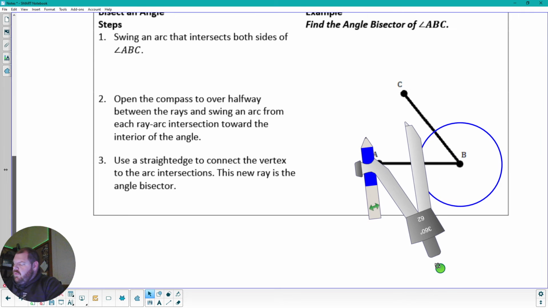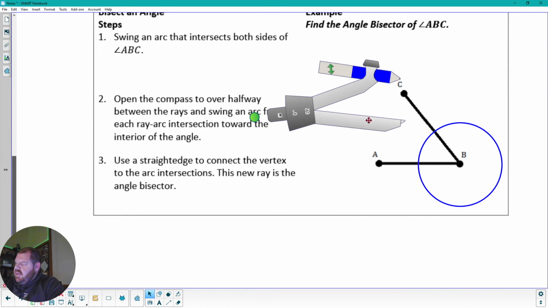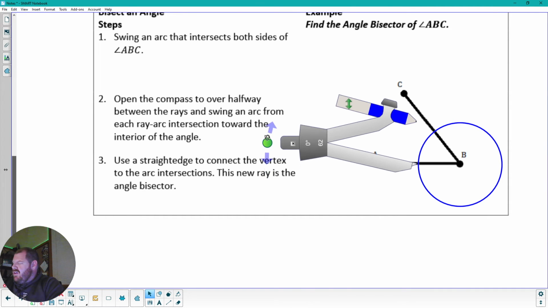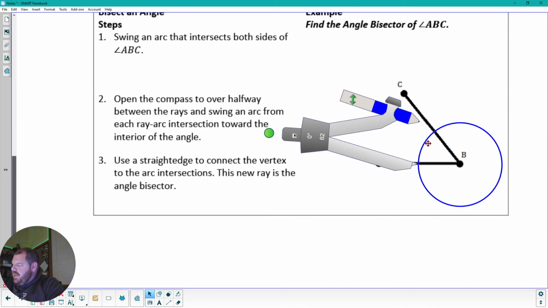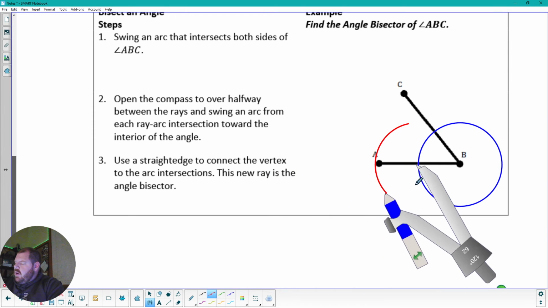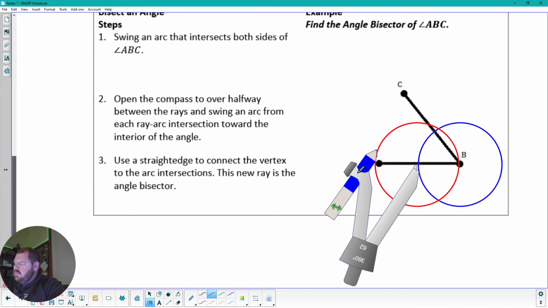Okay. Now, we've kind of seen this idea before that I need to open it to over halfway through the angle. And I think this works out pretty well. I would say that that's over halfway from here to here. As long as it's over halfway, it's good. There's no other requirements. So I'm going to make a circle.